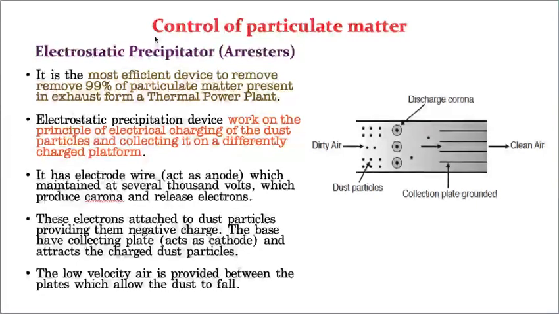This electrostatic precipitator works on the principle that dust particles are given some charge. By giving some charge to the dust particles, we remove the dust particles from the dirty air and make the dirty air into purified air. That is the principle used in the electrostatic precipitator method. Now let us discuss it in detail by showing this diagram. When I explain using the diagram, you will understand very clearly.